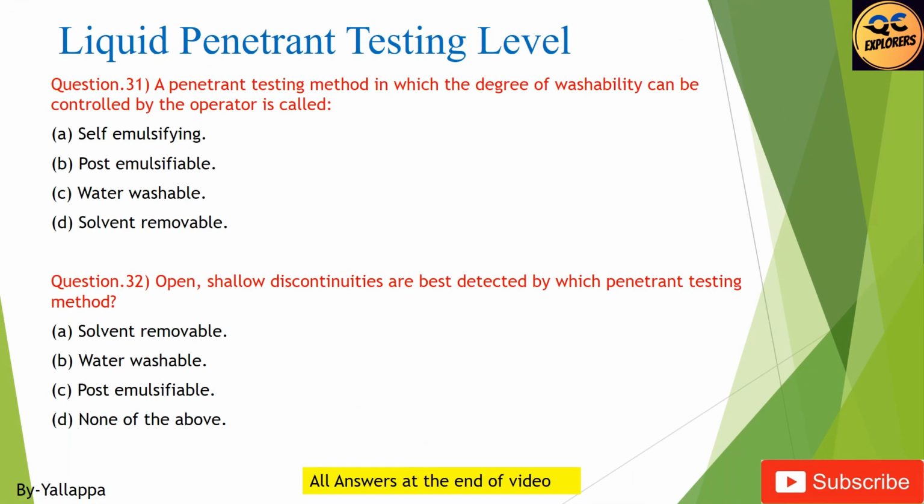Question point 31. A penetrant testing method in which the degree of washability can be controlled by the operator is called self-emulsifying, post-emulsifiable, water washable, solvent removable. Question point 32. Open, shallow discontinuities are best detected by which penetrant testing method? Solvent removable, water washable, post-emulsifiable. None of the above.